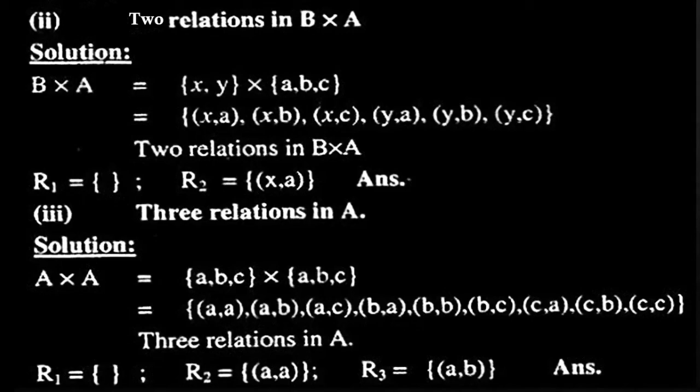But if the question comes in the examinations, you have to follow the full procedure which I have shown you in the previous question. First find out the number of elements in the Cartesian product, and then you have to find the Cartesian product itself. Then you will have to find the number of relations in B cross A, and then you have to find the relations. So this is the proper solution for doing these types of questions.